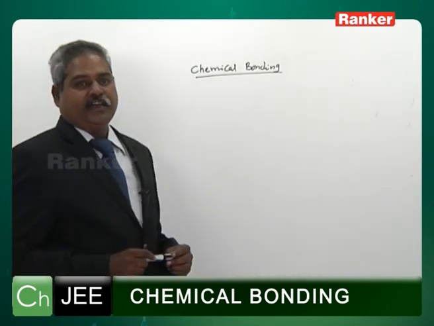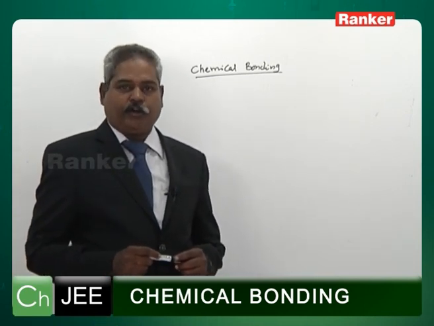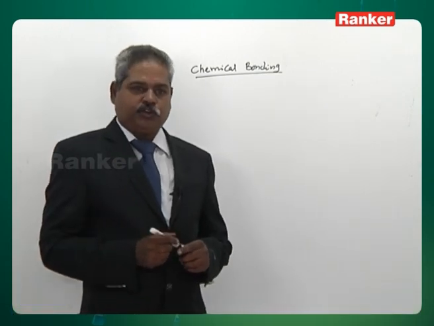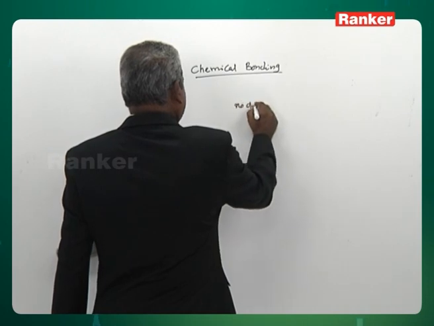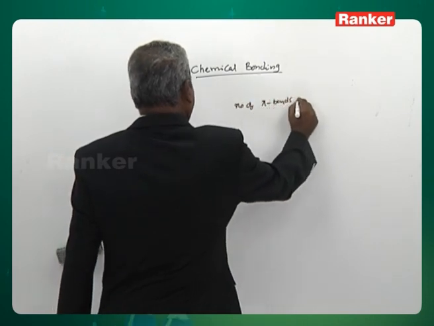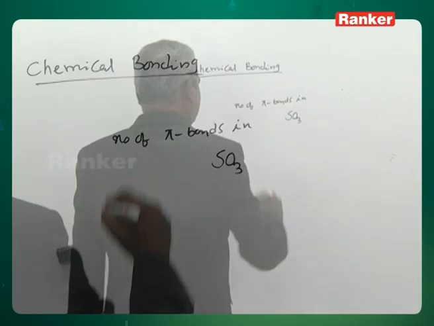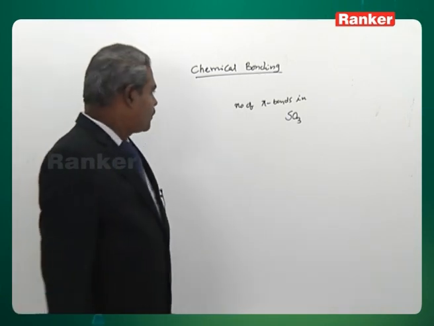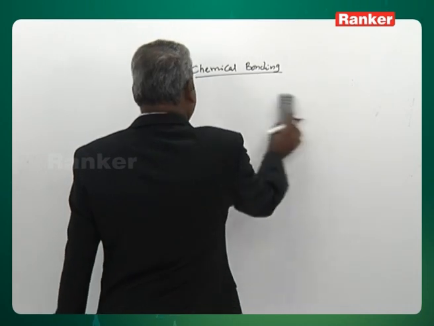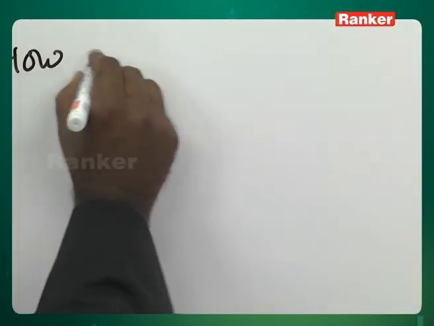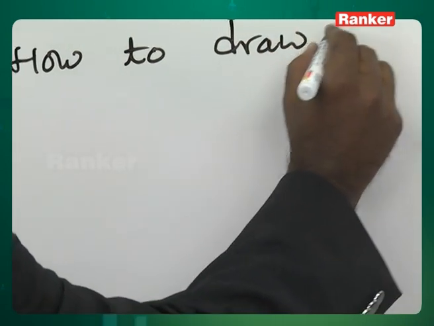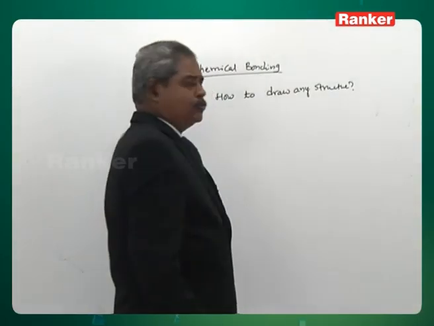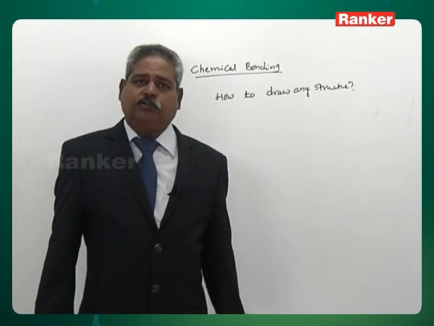And what are the important things from the examination point of view, especially in competitive exams? We will be facing some questions like this: number of pi bonds in SO3. How can you find it? For that you need to know the structure, and for that purpose, first things first, let us learn how to draw any structure. At least this covers most of the structures.